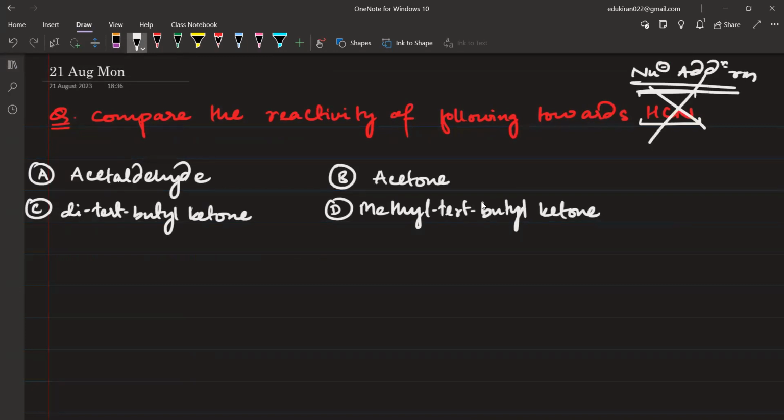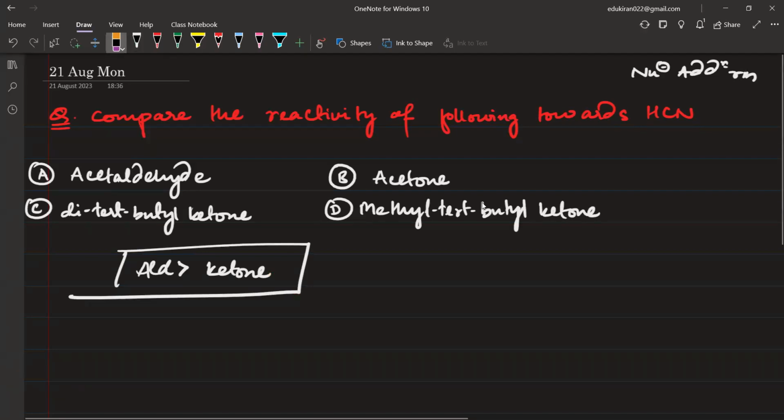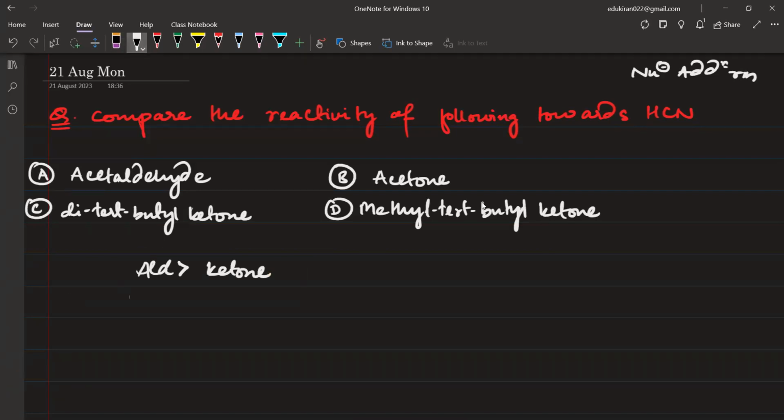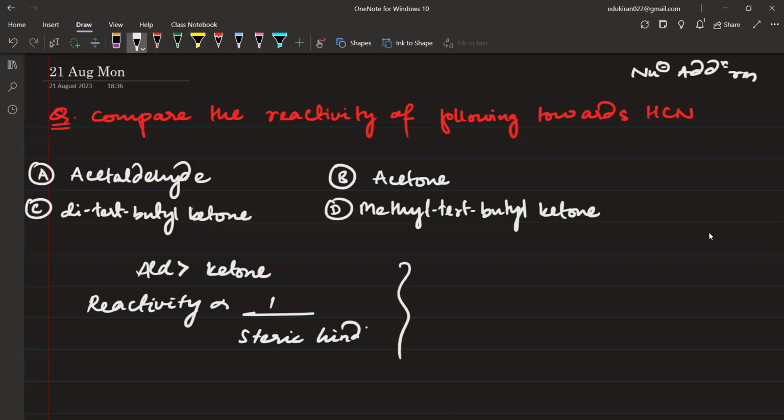So the question is not regarding HCN. It is regarding the nucleophilic addition reaction. Now we know that there are two factors which determine this. First of all, we know that aldehyde is more reactive than ketone. Another factor is the steric hindrance. In general speaking, reactivity is inversely proportional to the steric hindrance. So in that case, what is the aldehyde? We have acetaldehyde, so acetaldehyde will be the most reactive.